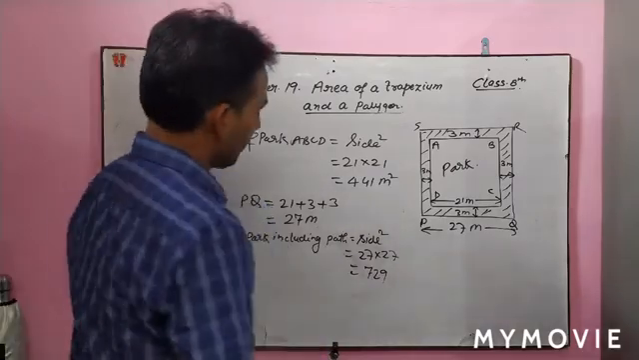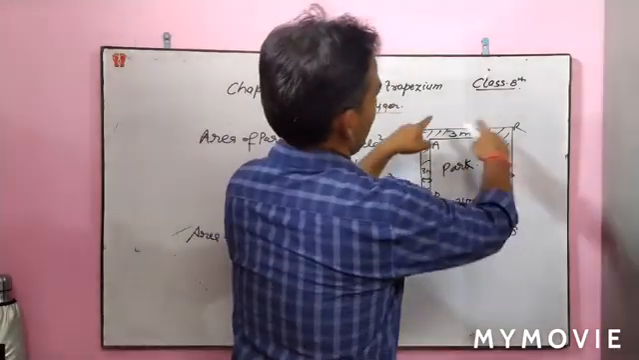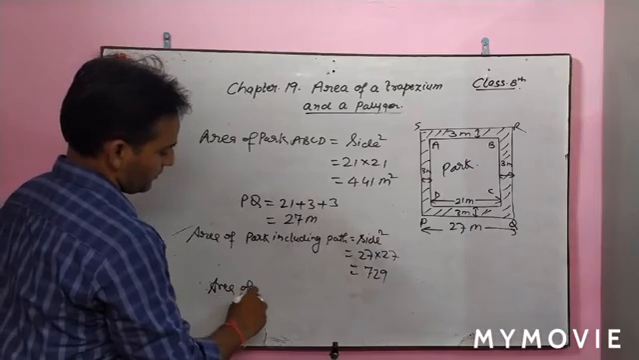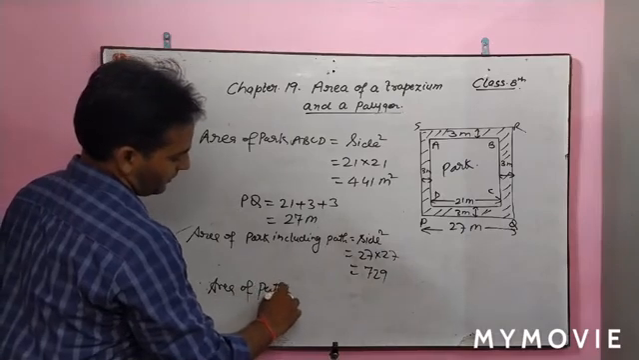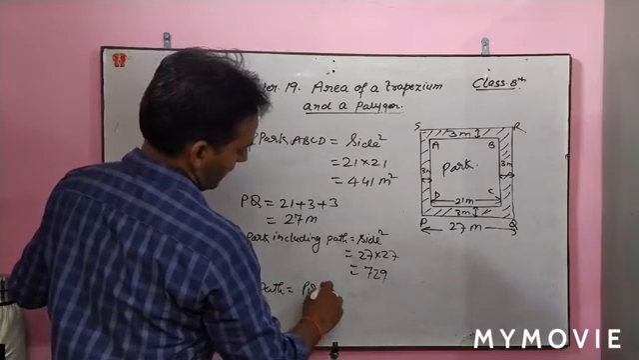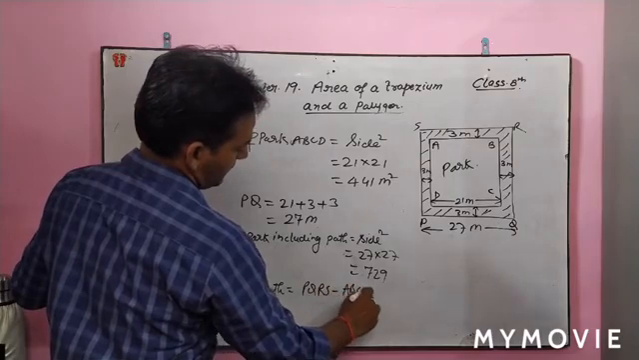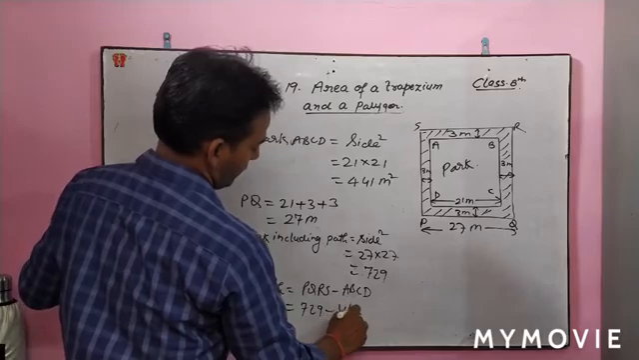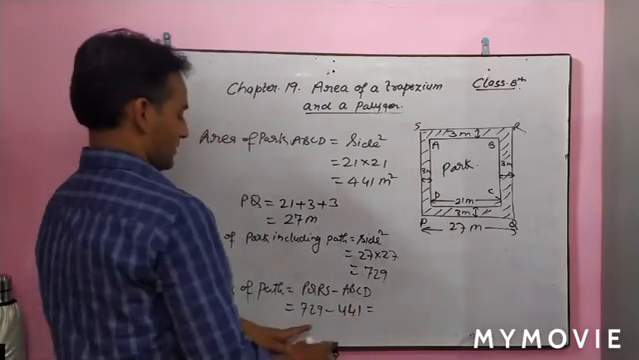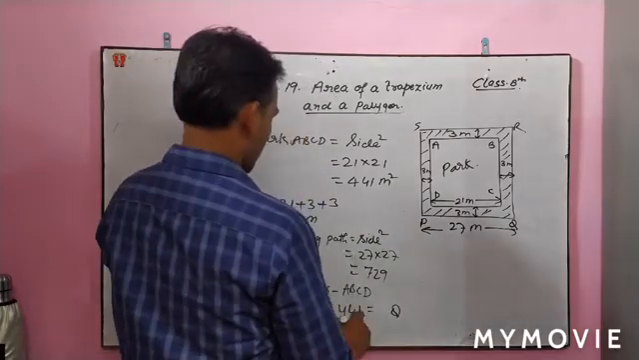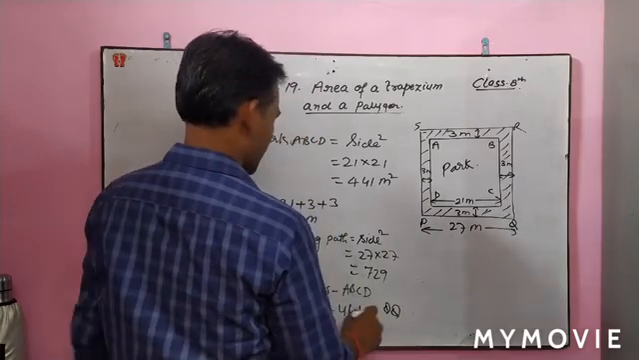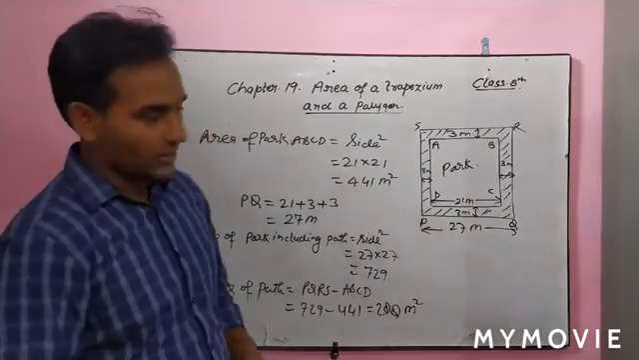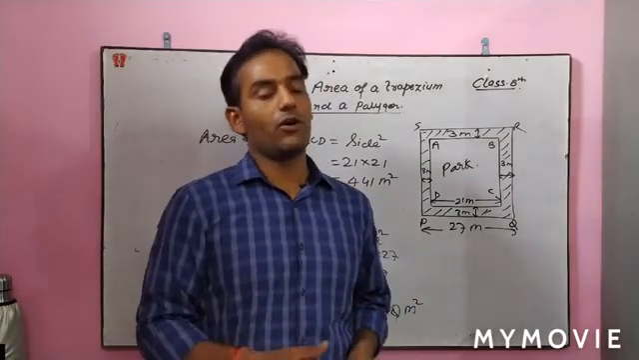Now, we have got the area of PQRS, we have got the area of ABCD. Now, area of roads or area of path only is PQRS minus ABCD. So, 729 minus 441. This will be the answer. 9 minus 1, 8. 12 minus 4, 8. And 6 minus 4, 2. This much, 288 meter square, will be the area of the road only.